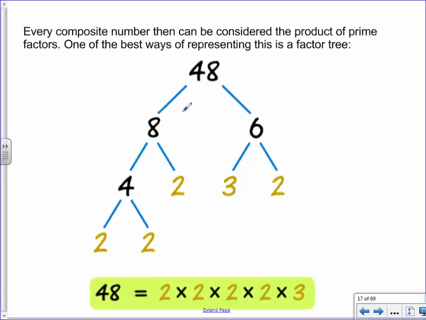So like 48, for example, is 8 times 6. That works. Is 8 prime? No, it's not. 8 is 4 by 2. Oh, okay, well 2 is prime, so we're going to stop, see how it's in yellow. But 4 is not. 4 is 2 by 2. Okay, now we're done over here. Go back to this branch. 6 is not prime, because it's 3 by 2. Okay, both of those were prime, we're done. So essentially, 48 is four 2's and a 3. That makes sense.